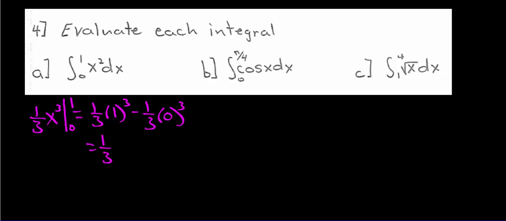We do this on all of them. The antiderivative of cosine is negative sine. No, not negative sine. I'm sorry. Sine. Sorry about that. I hope you caught that. So it's just sine, because the derivative of sine is cosine. So now we plug this in and we get sine of pi over 4 minus sine of 0, which is square root of 2 over 2 minus 0.